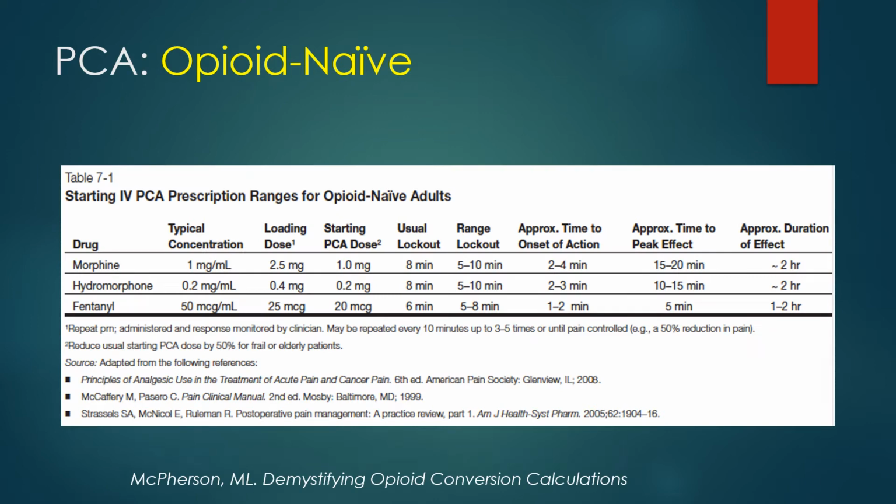This is Table 7.1 from the book Demystifying Opioid Conversion Calculations by Dr. McPherson. It gives examples of starting an IV PCA with ranges for opioid-naive adults.